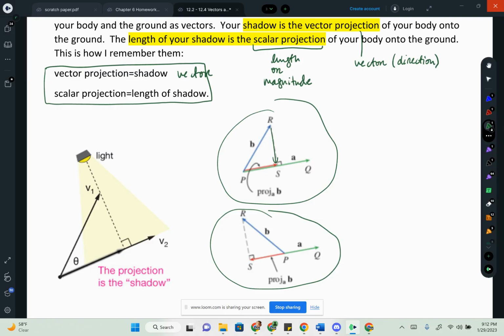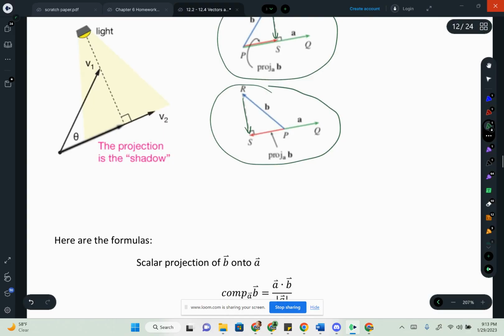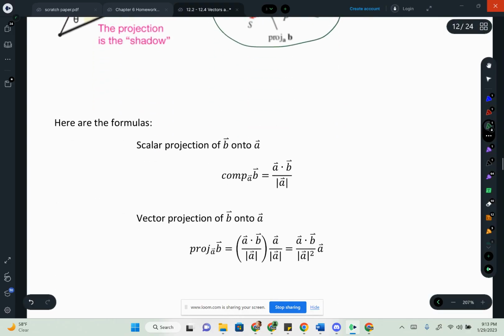And then, of course, we could go in the other direction if B is pointing towards the second quadrant or something like that. And we want to know what is the projection of B onto A. We're just going to think of the flashlight shining directly above, and B will flop down and be this red vector down here. And that's our projection vector. Okay. So here are some formulas for that.